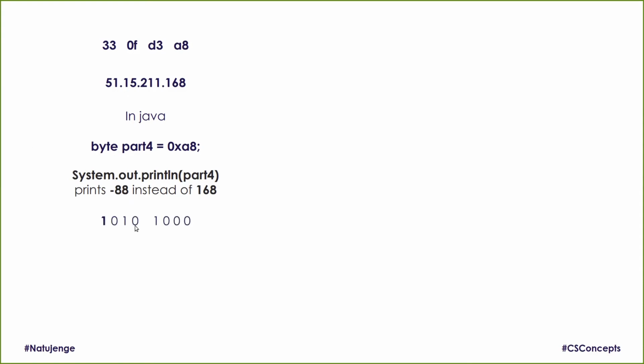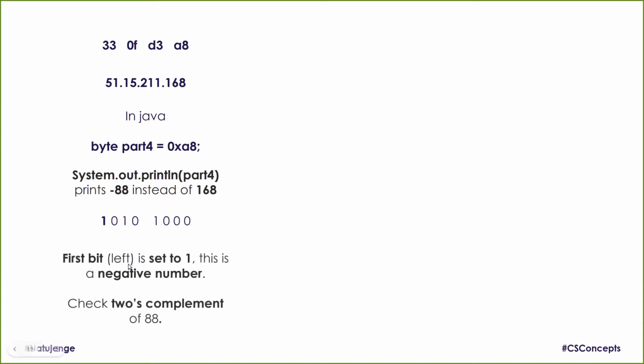Because A is 10, so you have 1, 0, 1, 0. This is a 2, and this is an 8. This is one nibble, and this is the second nibble. Now, one thing that we know is that when the first bit is set to 1, it's a negative number. And if you check the 2's complement of 88, which I can leave you to do at your own pace, you'll discover that it's the same as this. So that's why the computer printed -88.